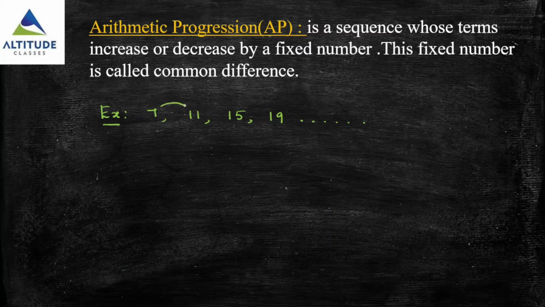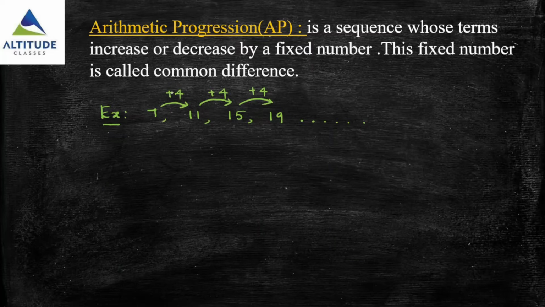If I add 4 to the first term, I get the second term. If I add 4 to the second term, I get the third. If I add 4 to the third term, I get the fourth term. That means every term is increasing by a fixed number. This type of sequence where there is a pattern in it, we call an arithmetic progression. Whatever this fixed number is, by which the terms are increasing, it is called the common difference of this arithmetic progression.